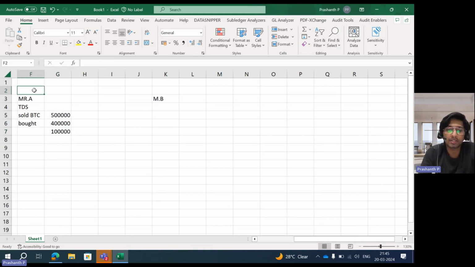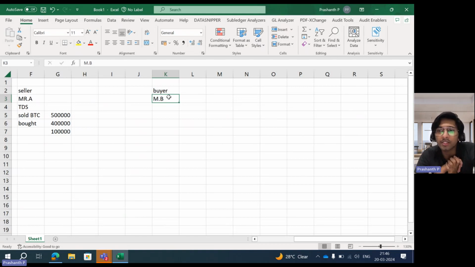So this is the seller and this is the buyer. Just a small mistake. Okay, so Mr. A is selling Bitcoin to Mr. B for 5 lakh rupees. Who will be liable to deduct TDS? Mr. A is earning the profit, so ultimately Mr. B will be liable to deduct TDS.